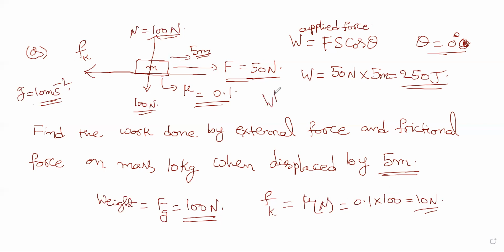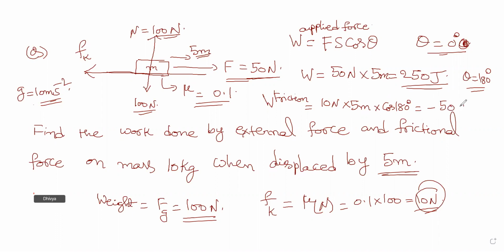So for the work done by friction, the force acts backwards, and the angle in this case is 180 degrees because the friction and the displacement are in opposite directions. So the friction we calculated is 10 newtons, times the displacement of 5 meters, and cos 180 degrees. Cos 180 is minus 1. So you get negative 50 joules. So this is how we calculate.